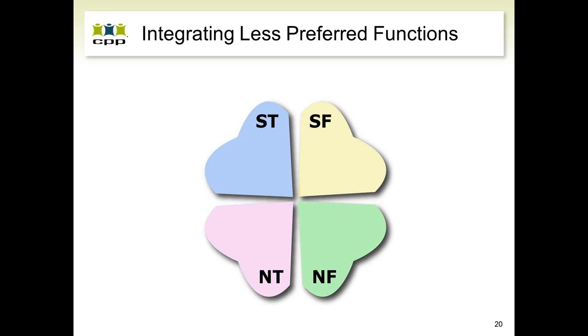What happens when we feel the pull of the other side of our type is that we tend to reach into the hearts that adjoin our own for development. So, ST types will reach into SF and NT. There's some overlap with S in the SF direction, and there's some overlap with NT in the T direction. And NF types will reach into SF and NT, the same overlap in each direction.